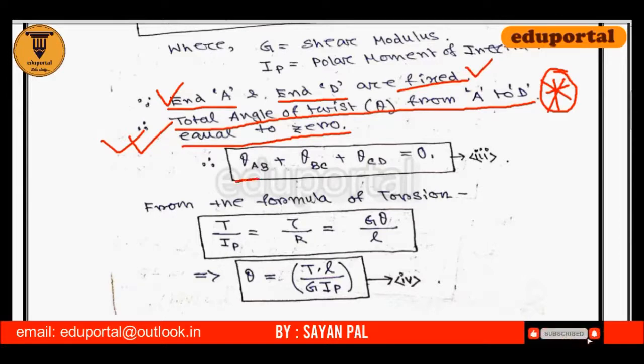So theta AB is the rotation of the shaft between length AB. Theta BC is the rotation of the shaft between length BC, and theta CD is the rotation of the shaft between length CD. Okay. So the total of these is equal to 0. Why? Because both ends are fixed. Now from the formula of torsion we know T by IP equal to tau by R equal to G theta by L. From here we get theta, that is angle of twist, equal to TL by GIP.